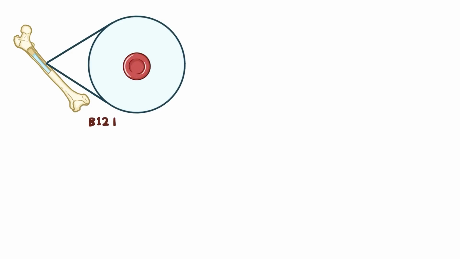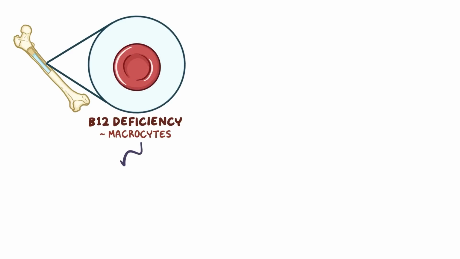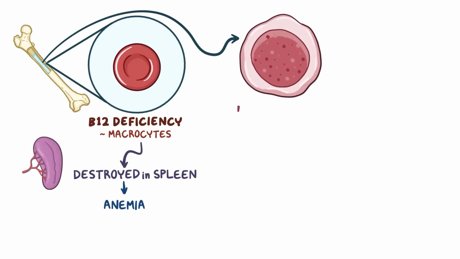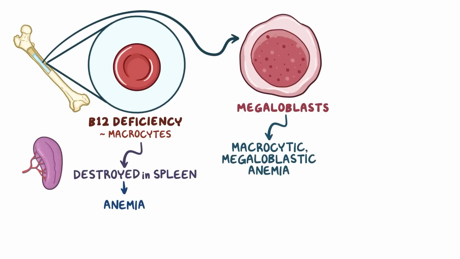Now, with B12 deficiency, at first, the bone marrow pumps out larger but still mature red blood cells called macrocytes. These red blood cells are destroyed in the spleen, which causes a decrease in the total red blood cell count, or anemia. In response, the bone marrow compensates by releasing abnormally developed red blood cell precursors called megaloblasts into the blood, and the final result is macrocytic megaloblastic anemia.